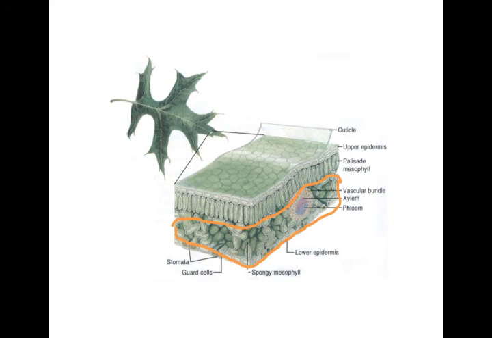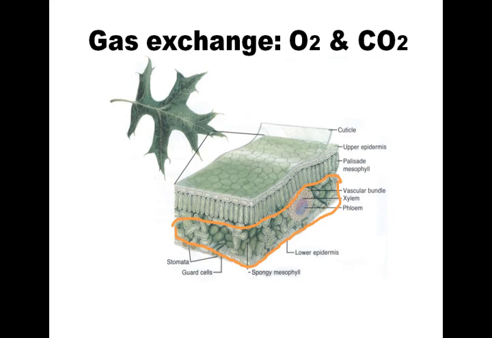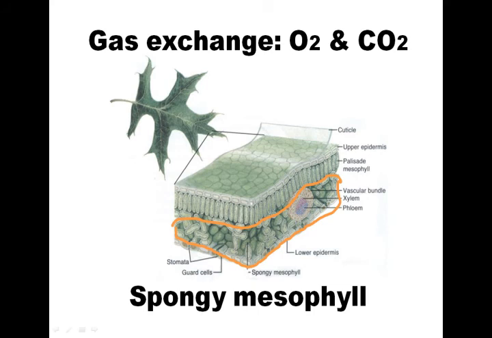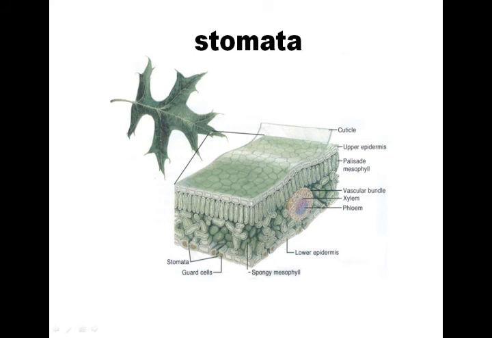Then there's the bottom layer. The bottom layer is designed for gas exchange, which is carbon dioxide and oxygen. The bottom layer is called the spongy mesophyll. The reason it's called spongy mesophyll is because, unlike the top layer, which is very thick, the bottom layer is like a sponge, very loose, with lots of open area. The purpose of this design is for gas exchange to take place. Notice the gas exchange is on the bottom and not on top.